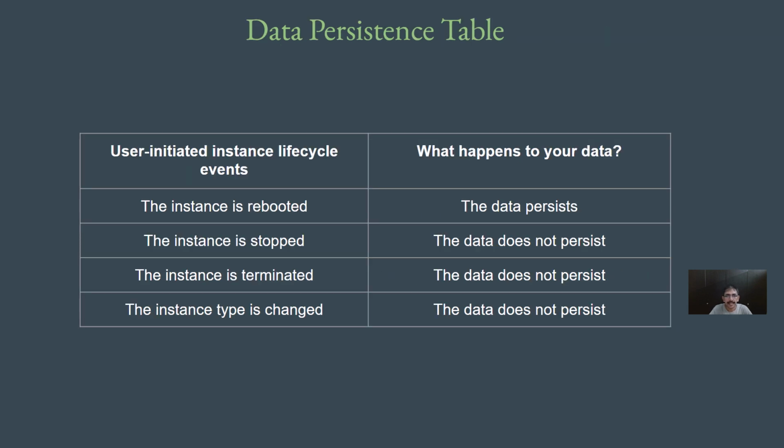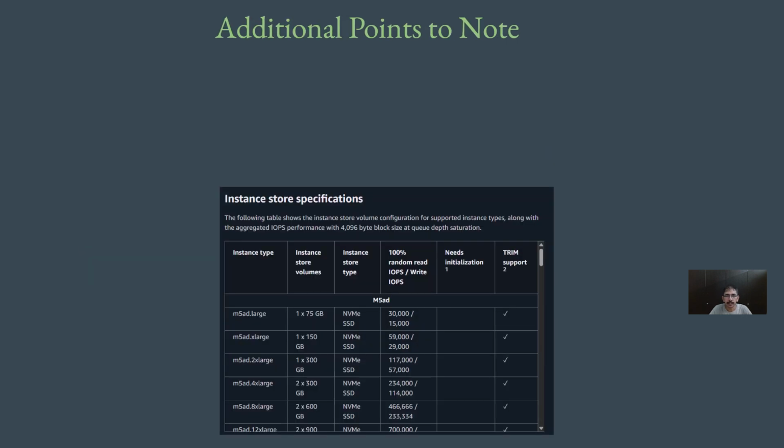Now just for reference, I have also added the data persistence table. So in case the instance reboots, data persists. In case the instance stops, terminates, or the instance type is changed, the data does not persist. Before we conclude, a few more additional pointers that you have to keep a note of.